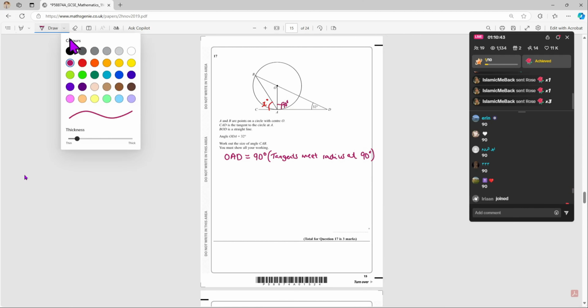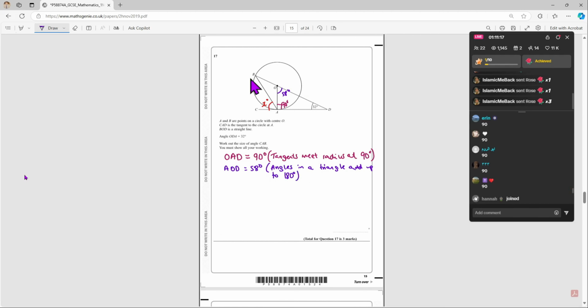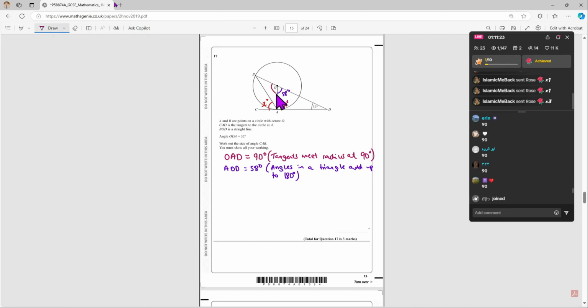Then we can work out what this angle over here is, because we know the angles in a triangle add up to 180 degrees. So we know that AOD is equal to 58 degrees. It's going to be 58 degrees because angles in a triangle add up to 180 degrees. Now, we know that this is a straight line. So we can work out what this angle over here is.